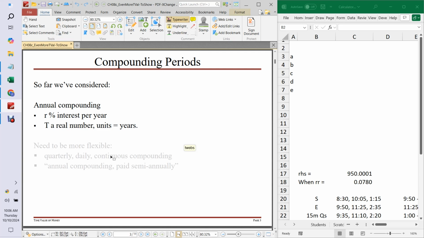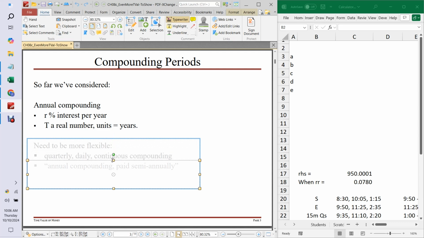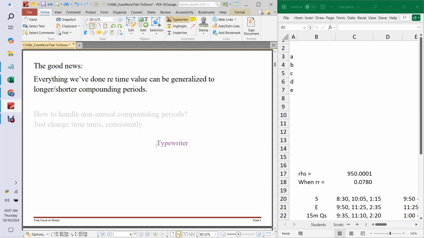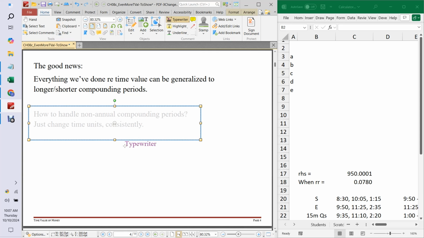So now, because we want to get more real-worldy, we want to be more flexible, and we're going to have to address a lot of things that happen in the real world, like quarterly compounding, daily compounding, even continuous compounding, and weird things like this: annual compounding paid semi-annually. So the good news is that everything we have done mathematically so far can be generalized into any compounding period. Shorter, longer, doesn't matter. How are we going to be able to deal with different compounding periods?